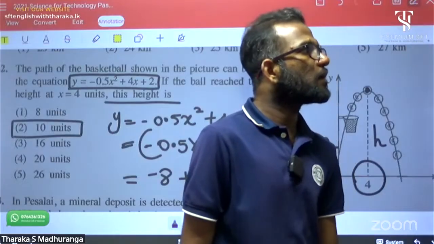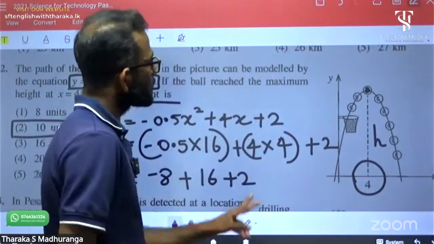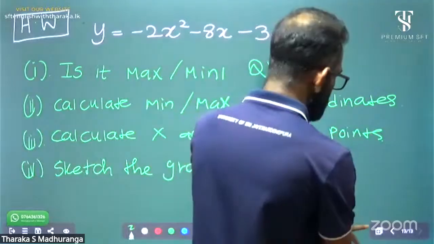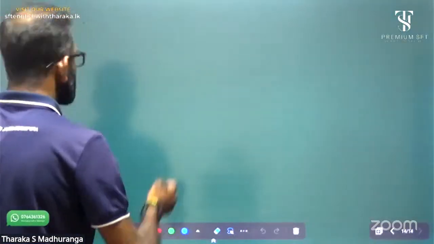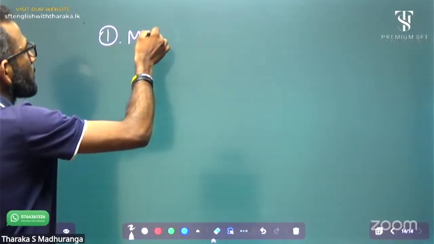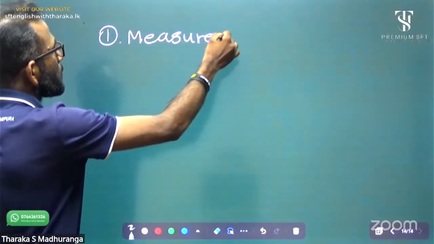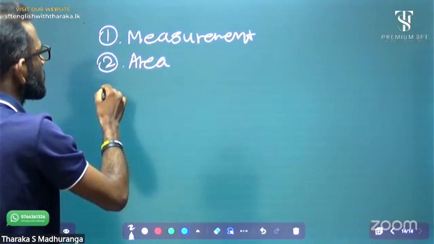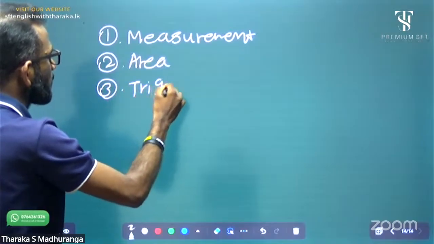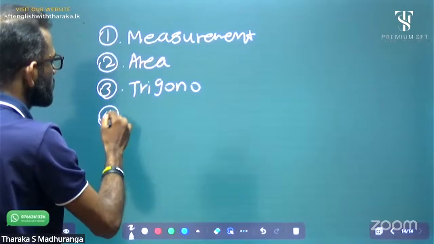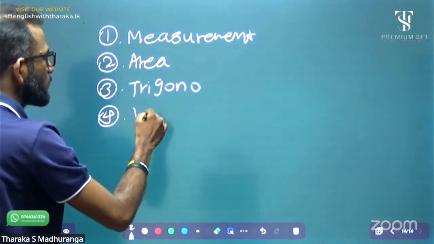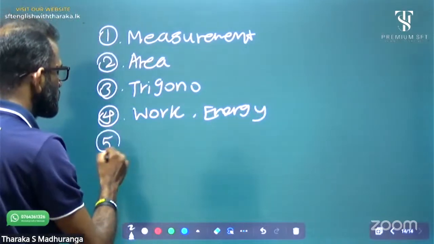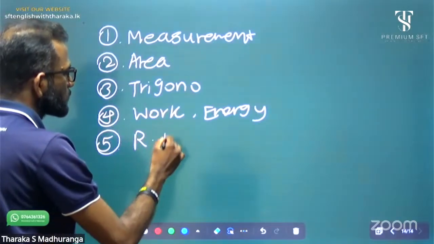Okay, what are the lessons we completed? How many lessons? First, measurement. Next, area and volume. Third, trigonometry. Fourth, work and energy. Fifth, rotational motion.